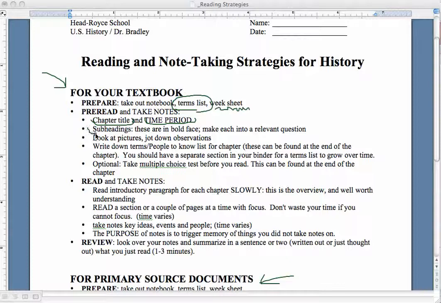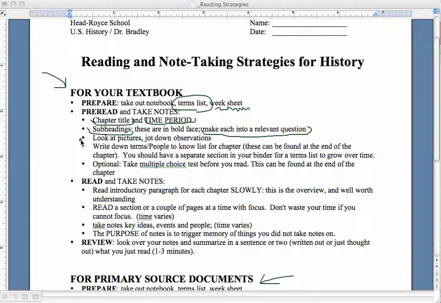Secondly, you should leaf through the entire chapter and look at the subheadings, again to orient yourself. These are in boldface with a star in front. And for the subheadings that are relevant to your reading for tonight, you should make each subheading into a relevant question, much as we did with the primary source document reader.